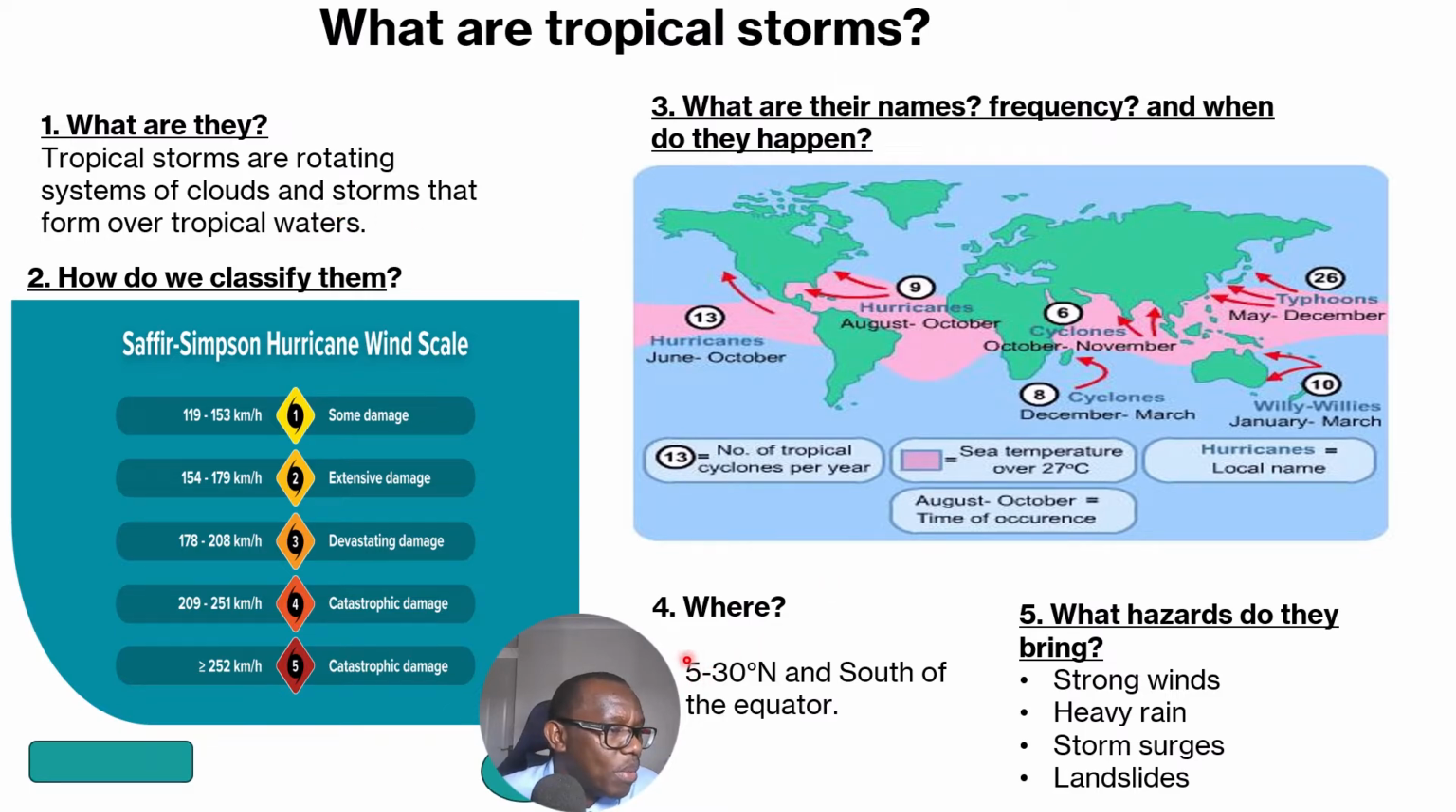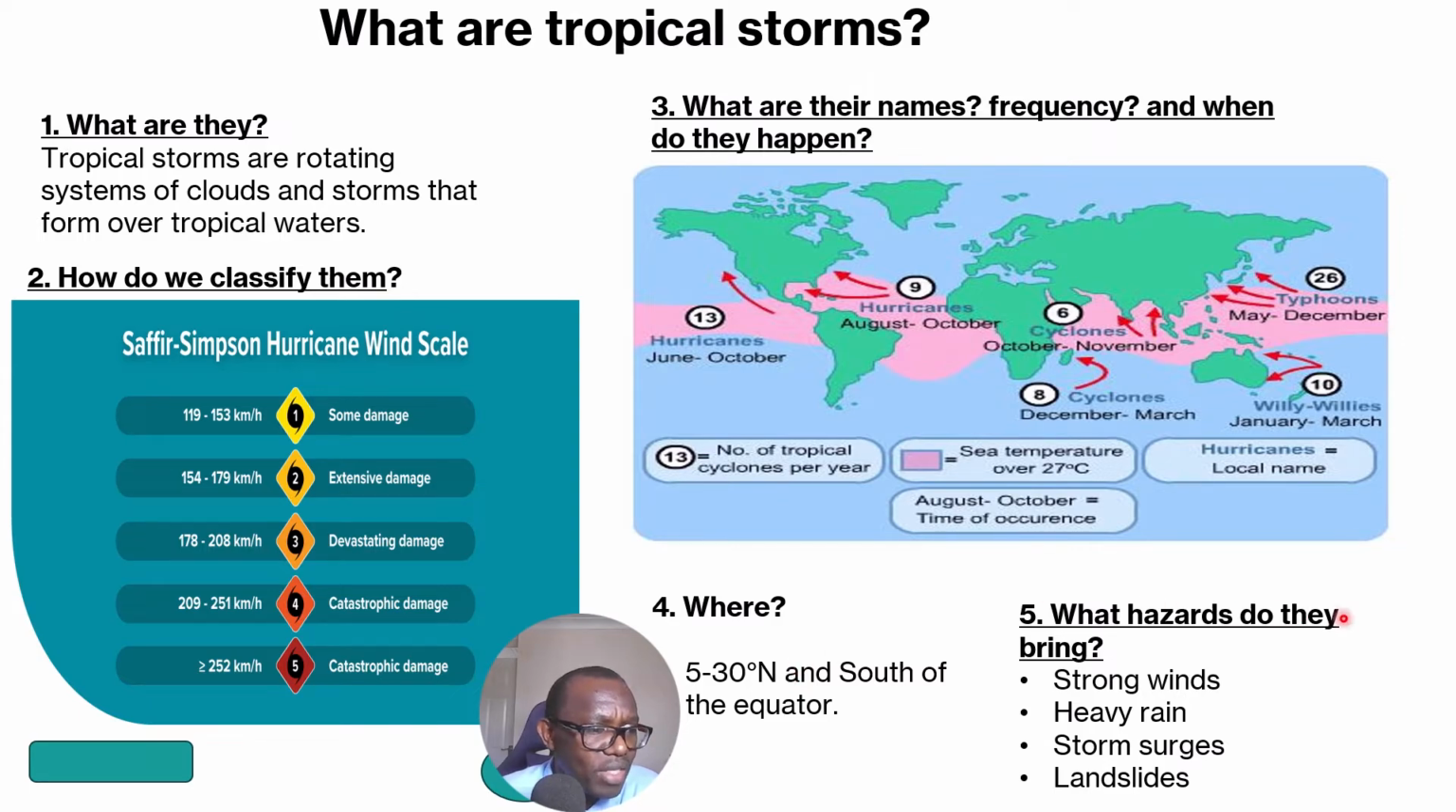Now, somebody may ask why they do not occur right at the equator, because as we can see here, it's between 5 and 30 degrees and not 0 to 30 degrees. Around 0 to 5 degrees, the Coriolis force is too weak for them to form, because we know that for these storms to form, the spin of the earth has got to come into play, and that spin of the earth is caused by the Coriolis force, which is very weak between 0 and 5, and therefore they do not happen right at the equator.